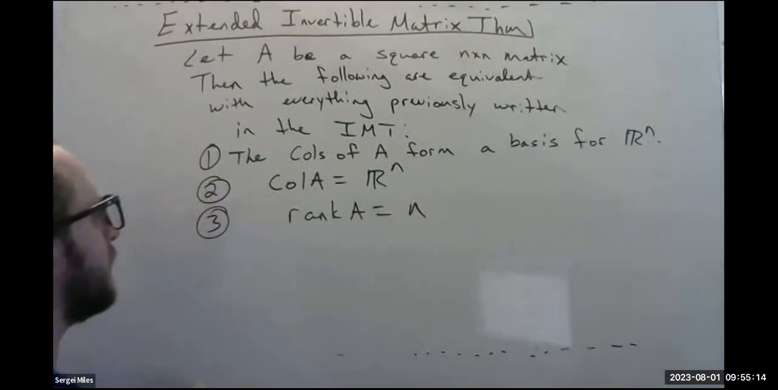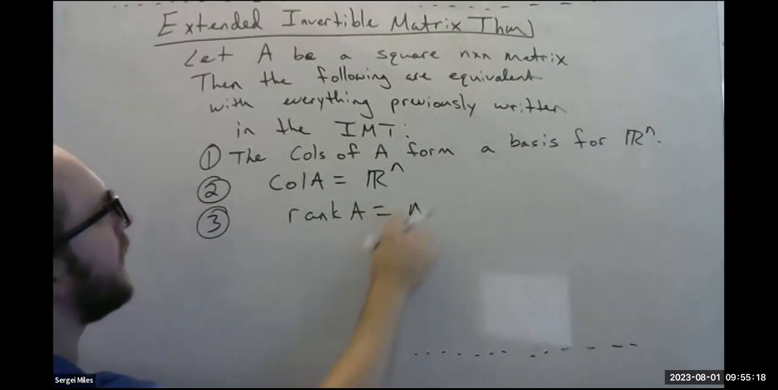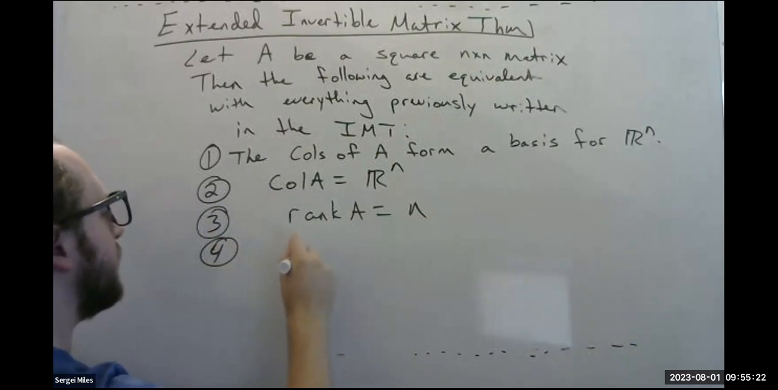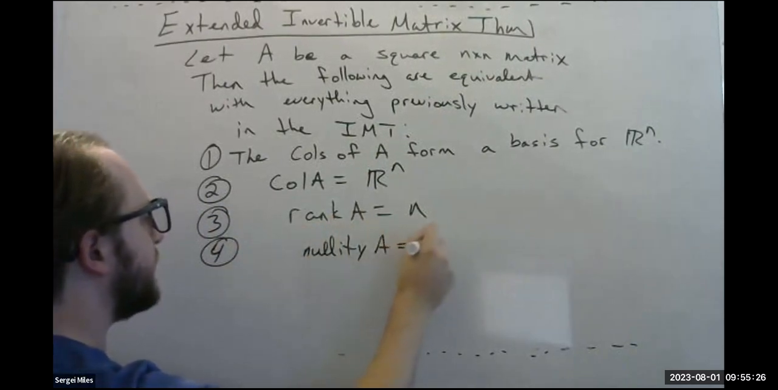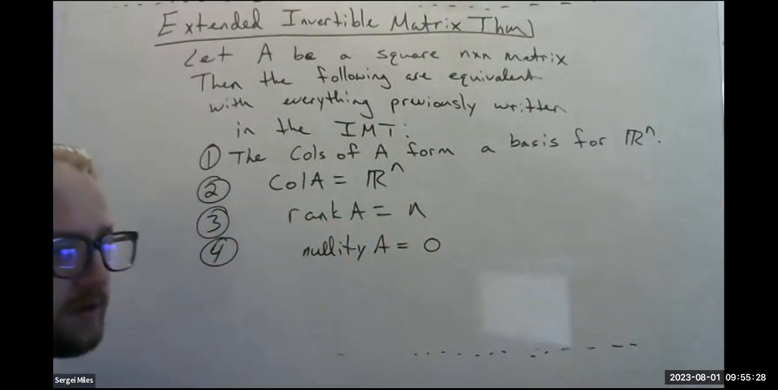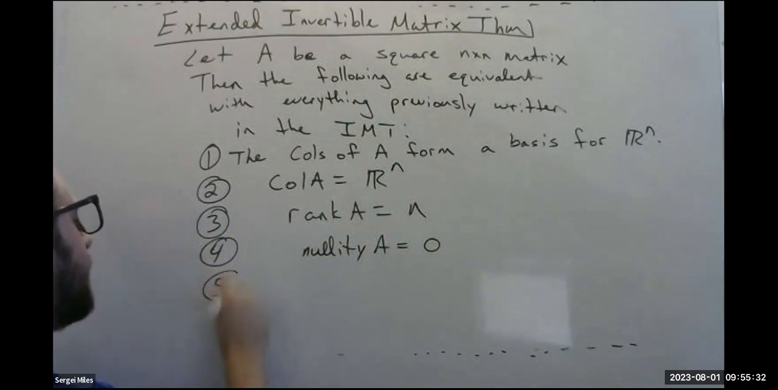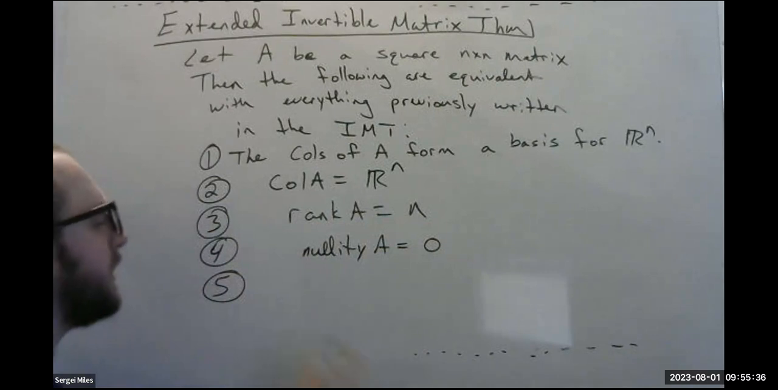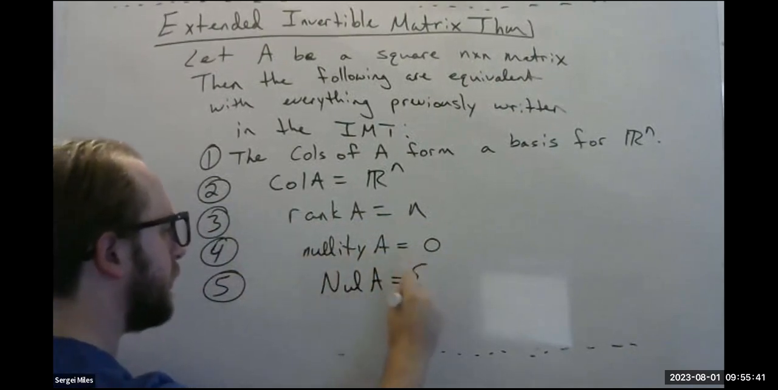So the rank of A is n, and the nullity is 0 by the rank theorem. But then, like we said at the beginning of class, what does it mean when you have a 0-dimensional vector space? Well, that means you have only the 0 vector.